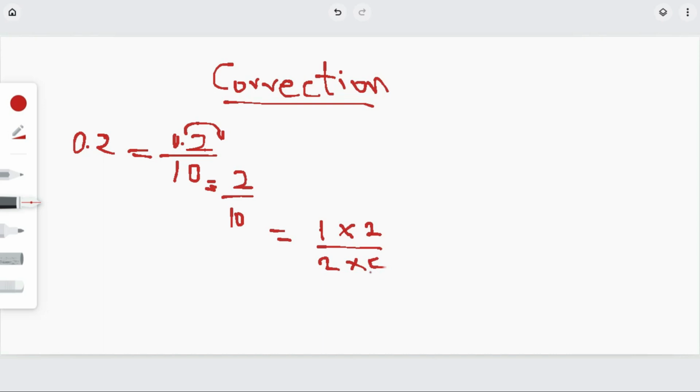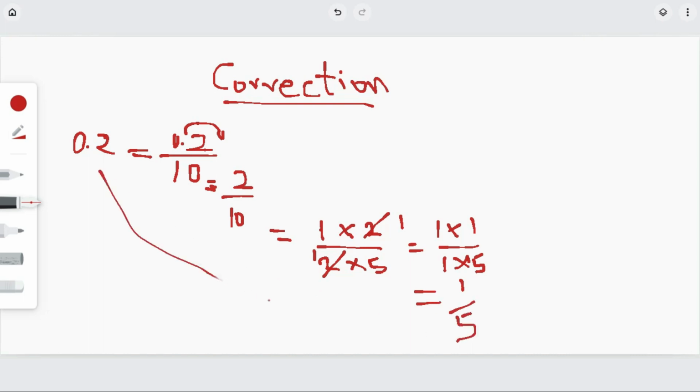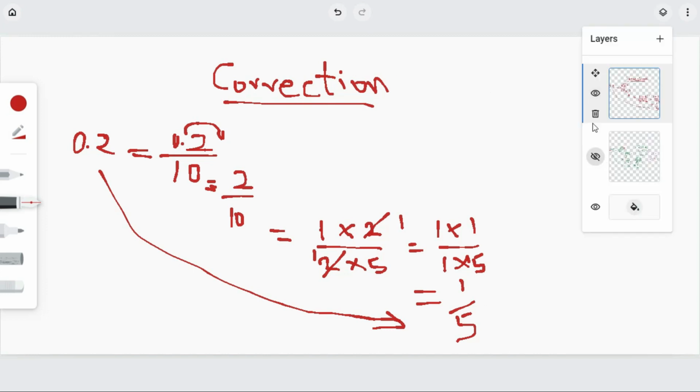So what is common in the numerator and denominator that we can cancel? 2 is common, and now we have 1 here, we have 1 here. So what remains now is 1 times 1 over 1 times 5. That means the correct answer is 1 over 5. So if you change 0.2 to a fraction, you are going to get 1 over 5. That's the answer for the first question.